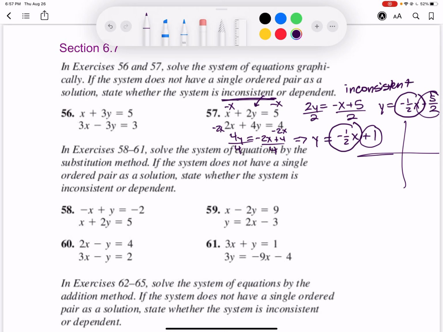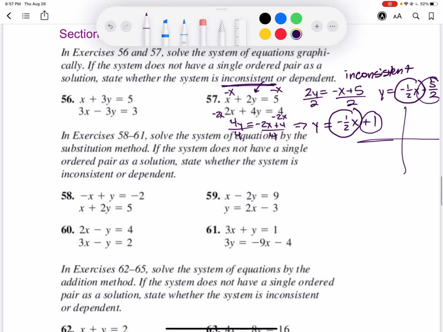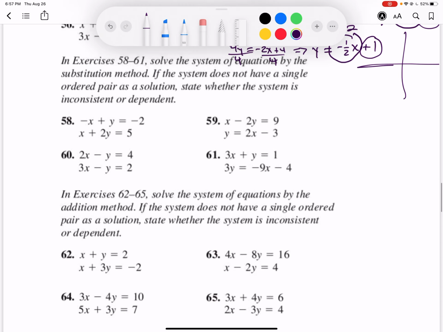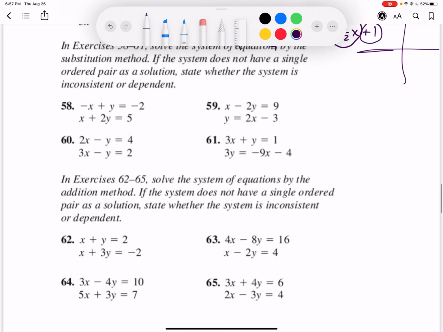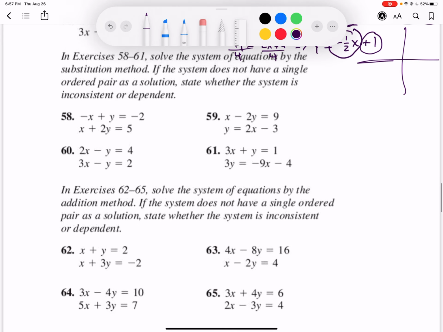And let's see, what's the next one? 59. By substitution. So now we can take y equals 2x minus 3 and plug that in for here, and then solve for x. So we've got x minus 2 times 2x minus 3 equals 9.